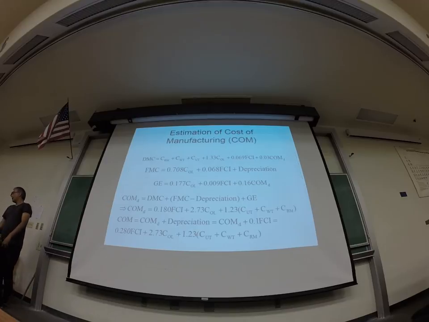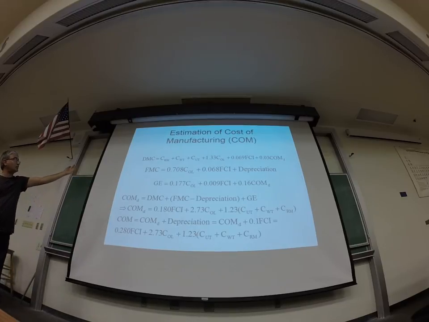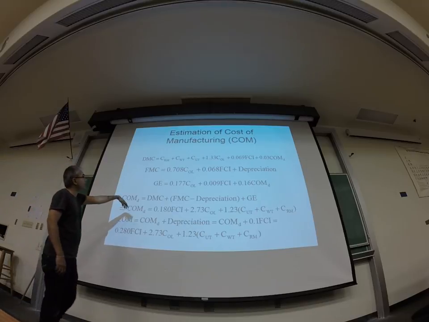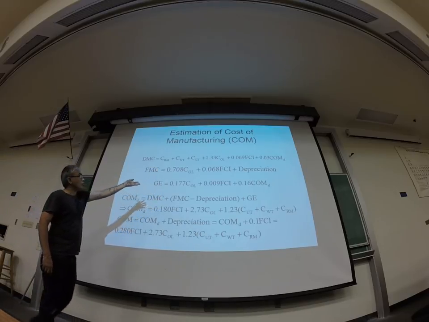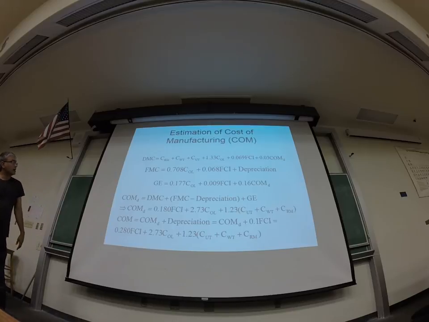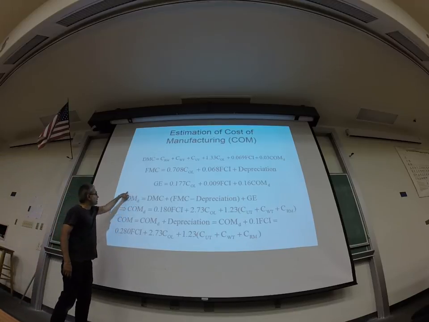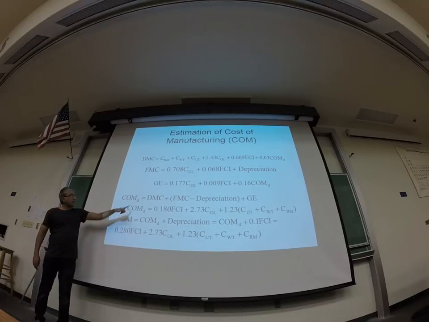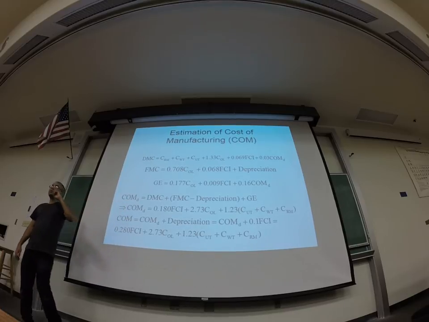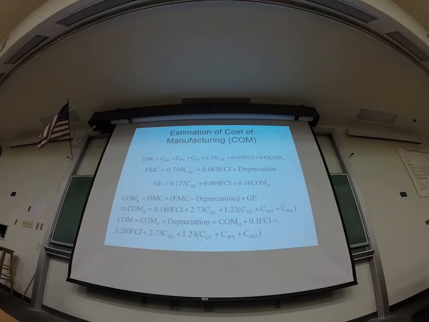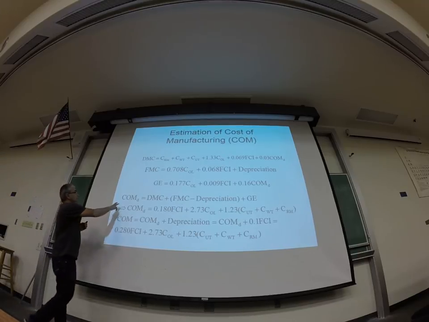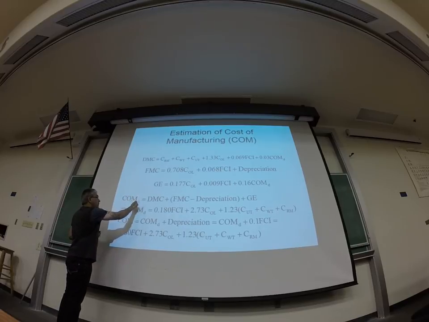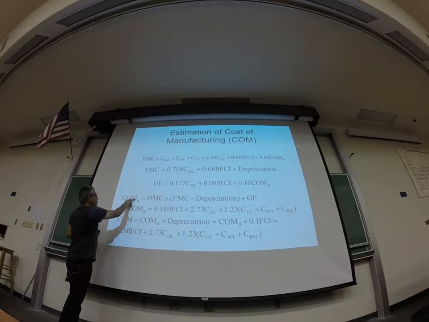All right, so this is a summary of all that: direct manufacturing costs, fixed manufacturing costs, general expenses. These equations I already told you where they roughly come from. Now let me explain what COMD is. COM is cost of manufacturing. The D subscript means without depreciation. Okay, so that's an important distinction.